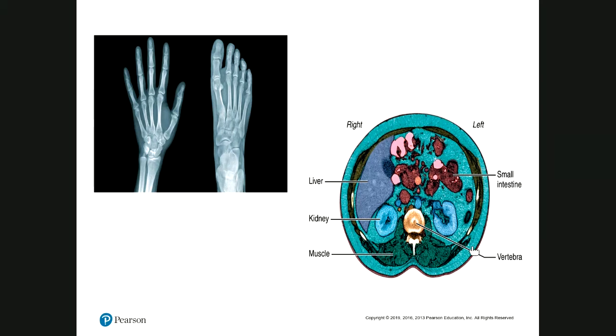It's used for imaging bones, soft tissues, and blood vessels. Okay, so you can see some of these soft tissues that can be seen. The kidney can be seen, the liver can be seen, your small intestine can be seen, and the bones that are here will be the vertebrae. Okay.